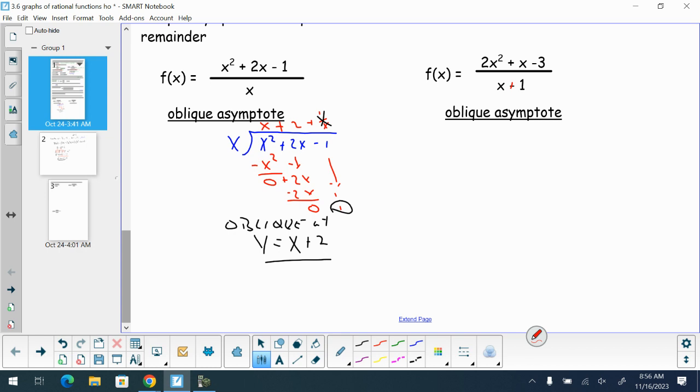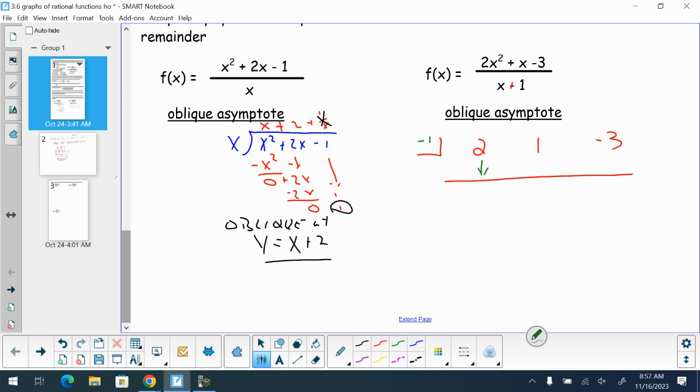We want to find the oblique asymptote. My degree of the denominator is less than the degree of the numerator. So we can use this technique here of long division, or we can use synthetic division. Synthetically, if I'm dividing by x plus 1, what goes in our little box? What goes in our little box if we have x negative 1?